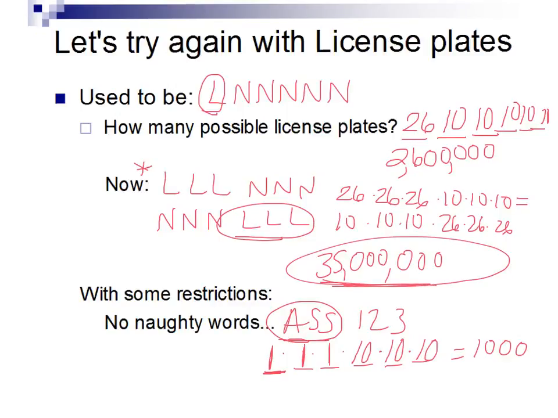But it's not just that 3-letter word. There's lots of 3-letter words, and there's just different restrictions out there that they don't allow license plates to have. So for every one of those naughty words, you're going to subtract 2,000 off of this 35 million. Okay, so I really like the fundamental counting principle because it lets you do these special restrictions, and you just think through it step by step. It's not a formula that you're forced to use the same way every time. You can tweak this to do what you need it to do.